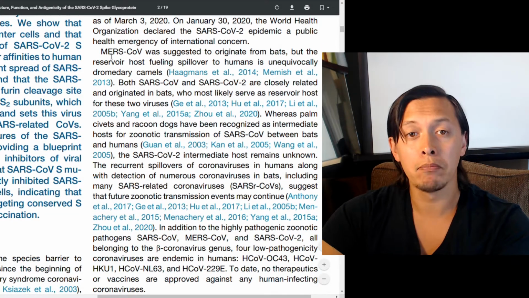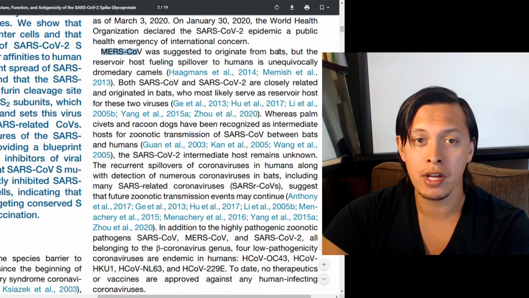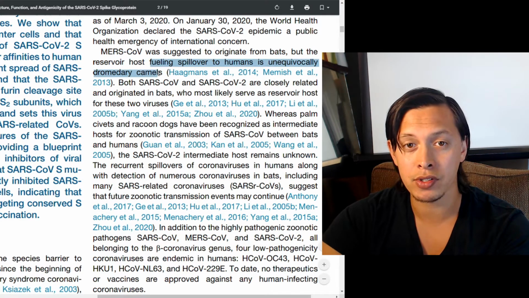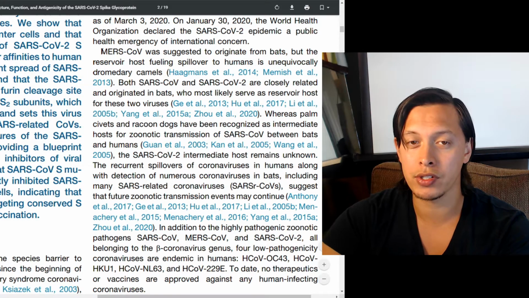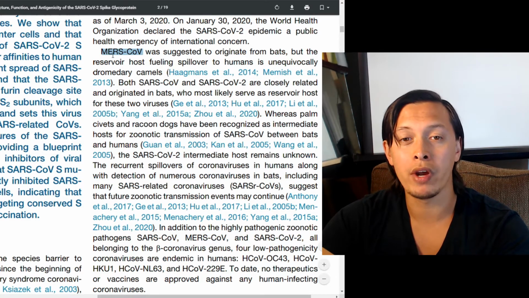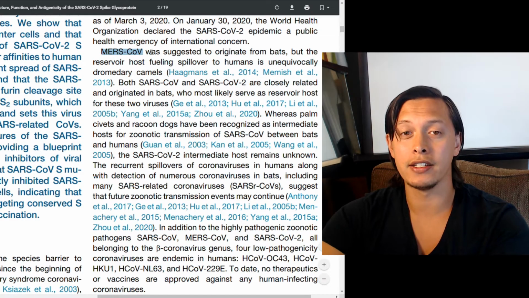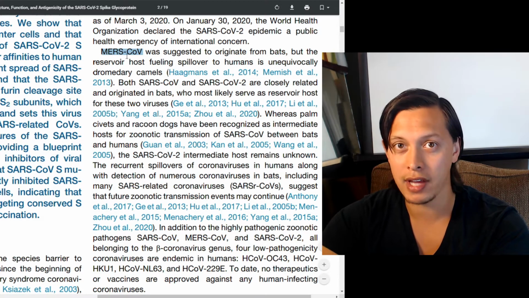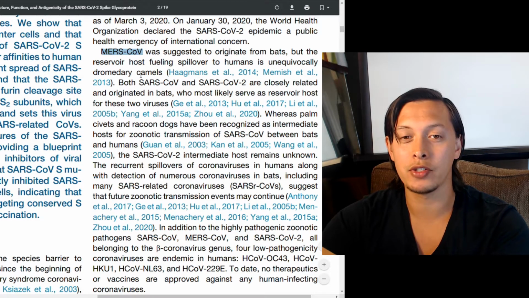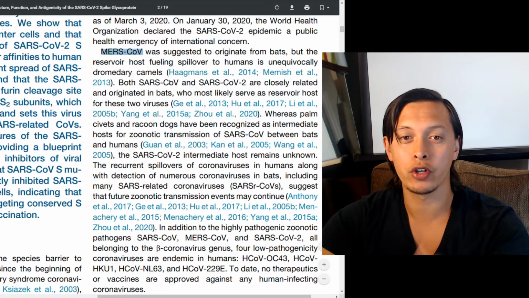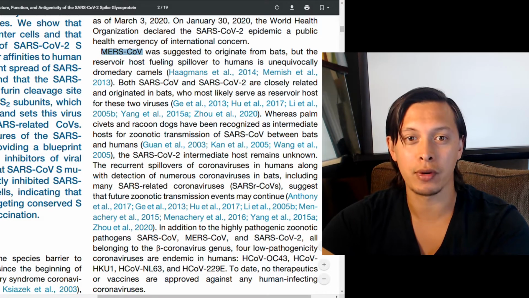So, MERS-CoV was suggested to originate from bats, but the reservoir host fueling spillover to humans is unequivocally dromedary camels. So, we assume that the original MERS virus is from bats, and it is harbored within bats, but it went from bats to camels first, and now it's a disease that is spreading among camels, even to this day. But as long as we're careful, we know that the disease is in camels, so we know to avoid. We have learned ways to avoid getting the disease from the camels to this day.